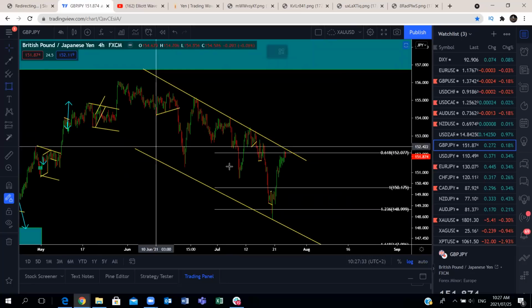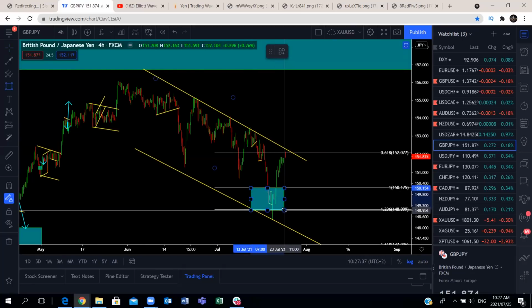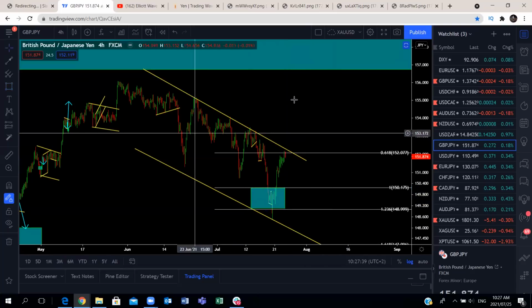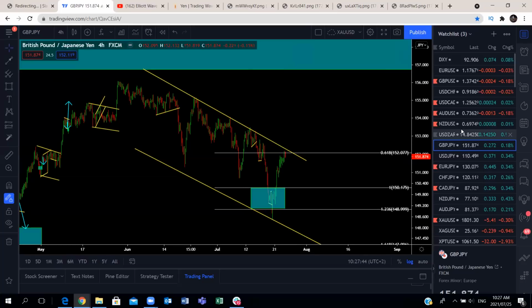Let's just highlight it. So this is our blue box here. Okay, we've made a bounce there. So this is convincing, unlike what you have on AUD US dollar. AUD US dollar is not convincing. We can still see one more down.